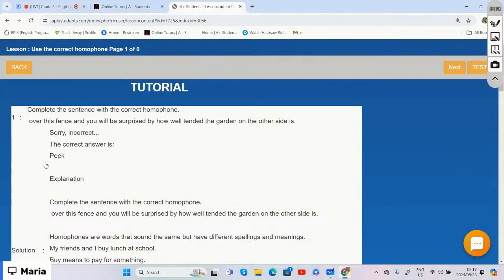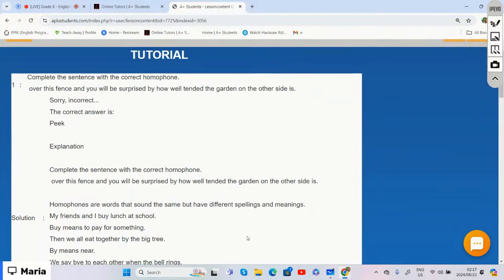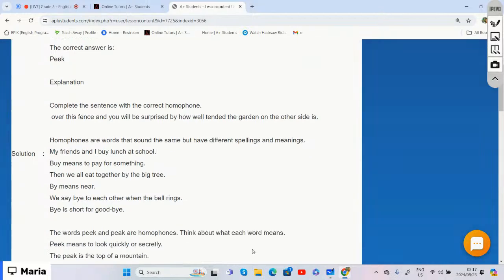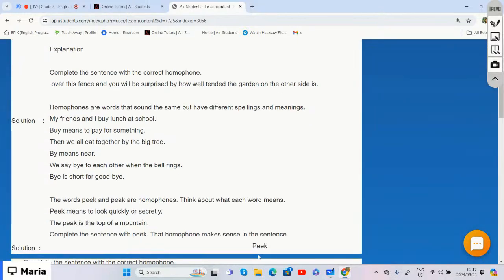All right. So we said that homophones are words that sound the same, but they have different spellings and they have different meanings. And we made examples of by, and we made examples of due.